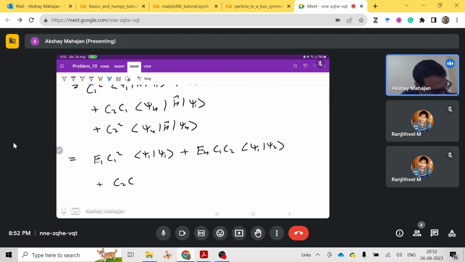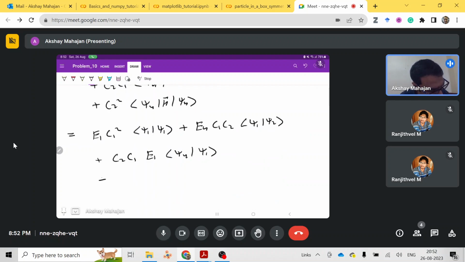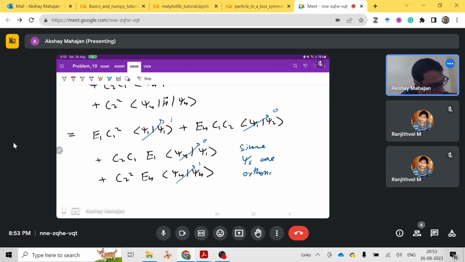plus C2 C1 times H cap acting on psi 1 will give us E1 psi 4 psi 1, and we get C2 square E4 psi 4 psi 4. We know that these solutions of the particle in a box are orthonormal to each other. So this will be equal to 1, this will be equal to 0, this will be equal to 0, and this will be equal to 1, since the psi are orthonormal.